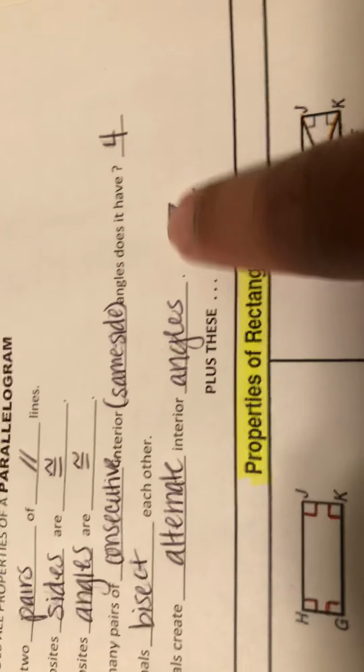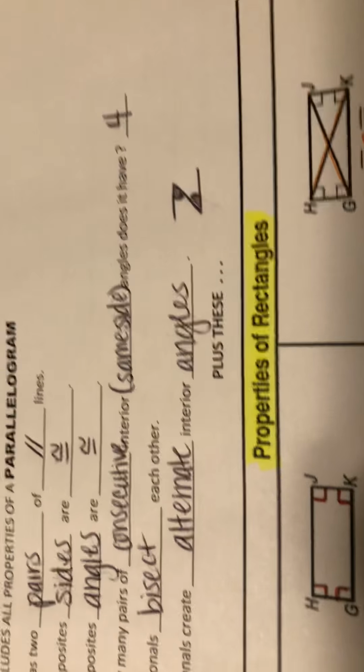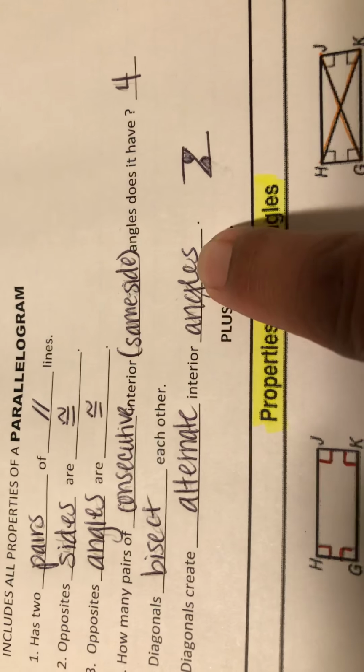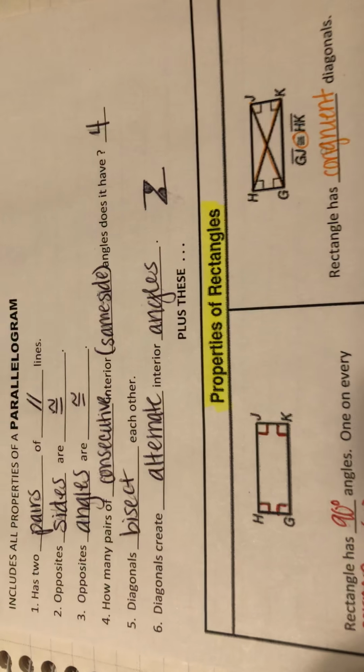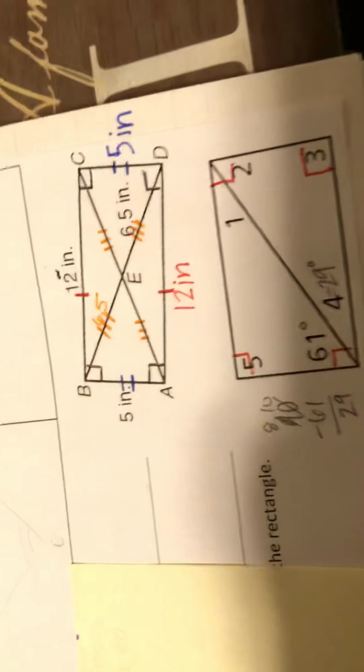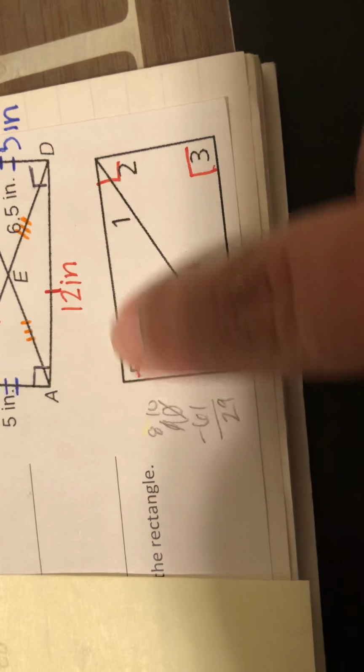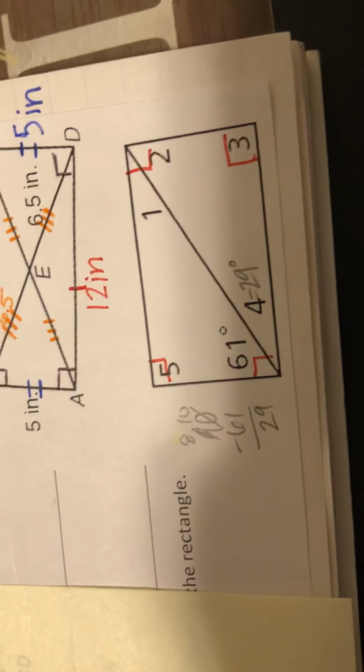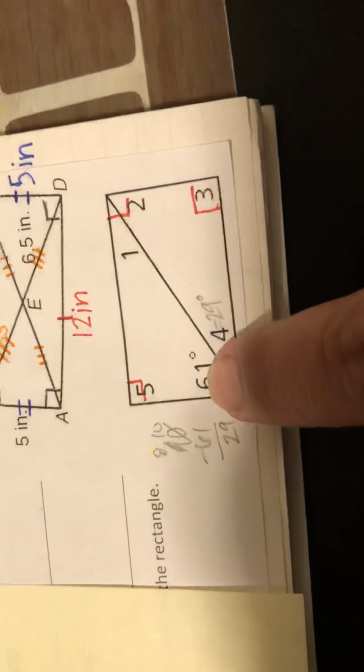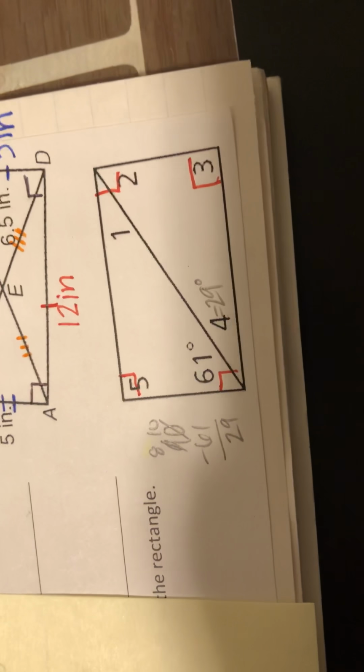All right, so now, Ms. Corrales seems to like this little Z here. What is she talking about? Alternate interior angles. And I know that alternate interior angles are congruent. So let me see. Can I draw a Z here? Yeah, I can. Look. That means that this 61 is going to go over here.